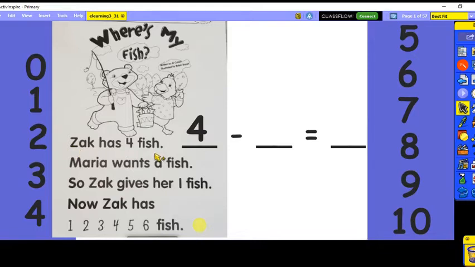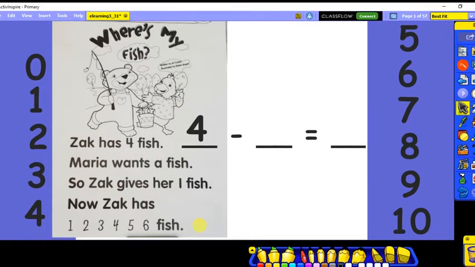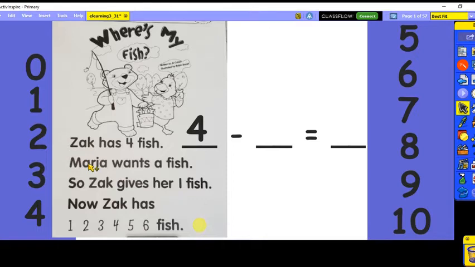Zach has 4 fish. Maria wants a fish, so Zach gives her 1 fish. Now how many fish does Zach have? So he started with 4. 1, 2, 3, 4. Do you see them? Let me put a tiny little dot on each of the fish. 1, 2, 3, 4. So we started with 4 fish. That's how many Zach started with. And then he gave Maria 1 because it says Maria wants a fish.